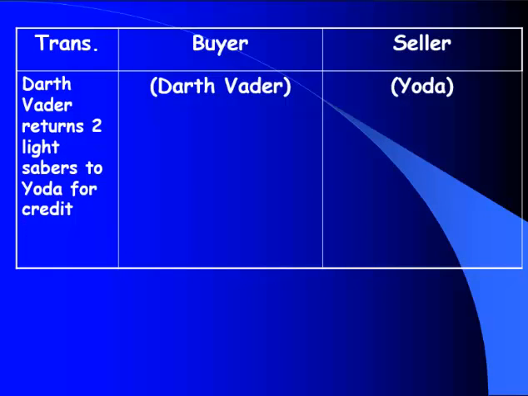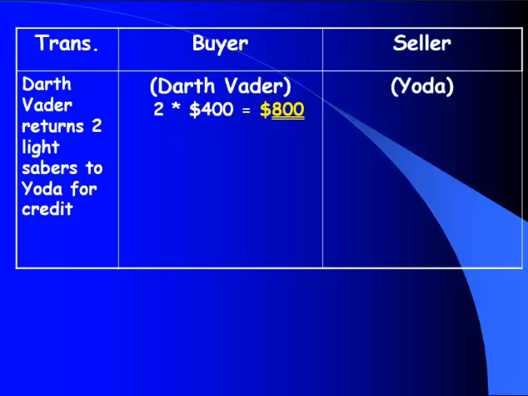Darth Vader returns 2 lightsabers to Yoda. He has not paid for them yet. We won't give him a cash refund. We're going to reduce what he owes me. How many did we return? 2. And how much did we pay for each one when we bought it originally? 400. So 2 times 400 says we're going to start off looking at an $800 return for starters.